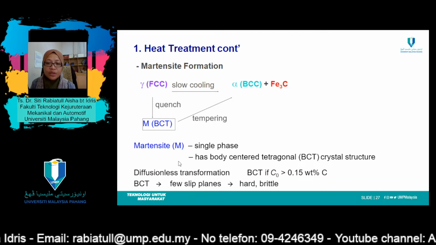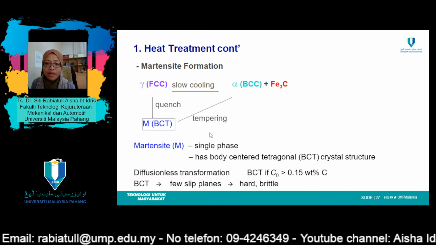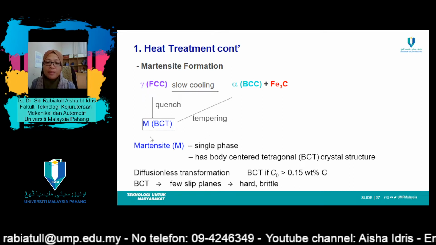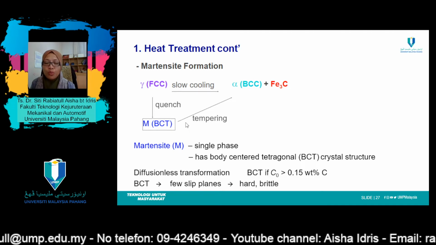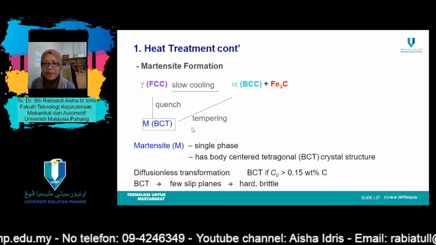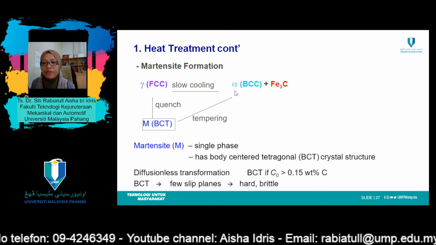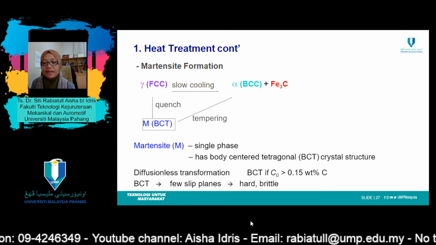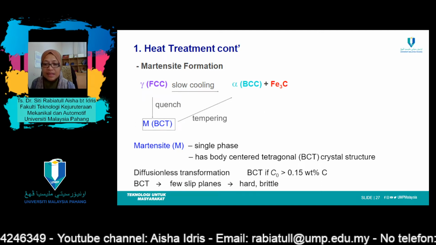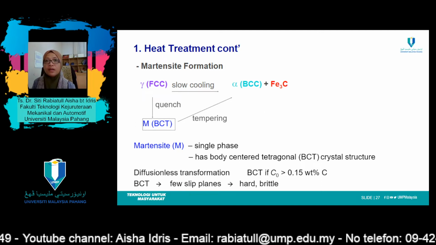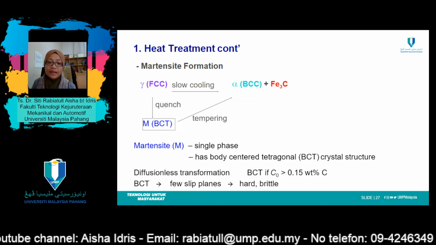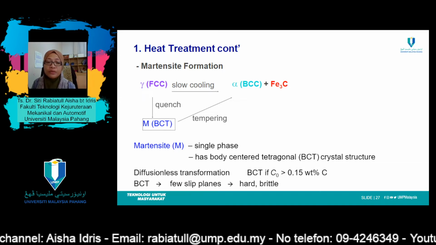And afterwards, we are going to learn tempering. From martensite, we introduce a tempering process, then it will change back to alpha ferrite and cementite. Martensite is very hard and brittle, and therefore its ductility is decreasing.